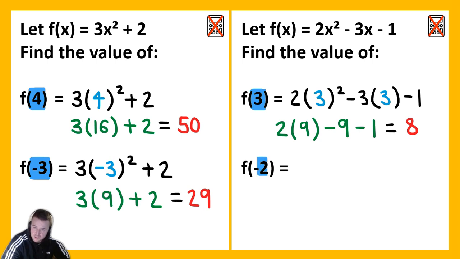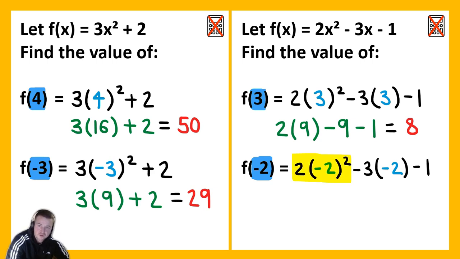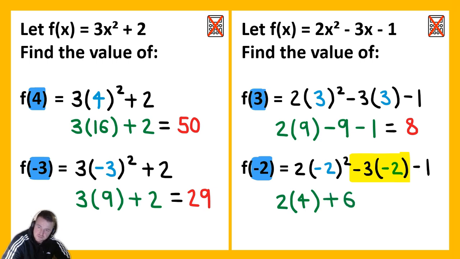For the second part of the question, I'm substituting, replacing x for negative 2, which would be 2 lots of negative 2 squared minus 3 lots of negative 2 before subtracting 1. Simplifying the first term, 2 lots of negative 2 squared will give me positive 4, and then I'm subtracting 3 lots of negative 2. Subtracting a negative number is the same as adding, and in this case 3 times 2 is 6, before I subtract 1. 2 times 4 is 8, plus 6 is 14, take away 1 gives me my final answer of 13.